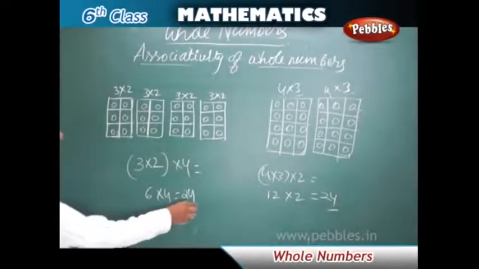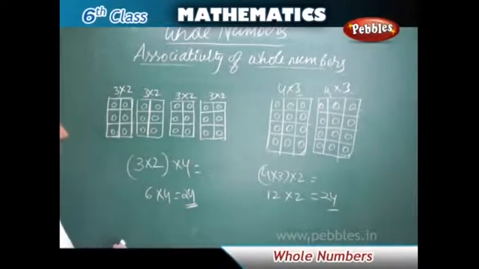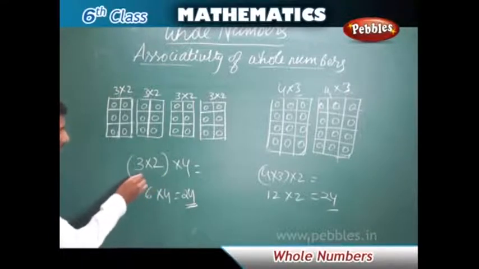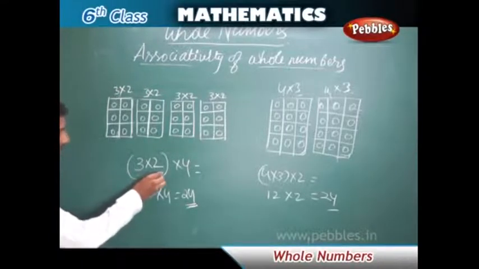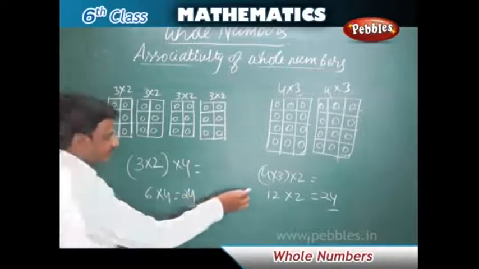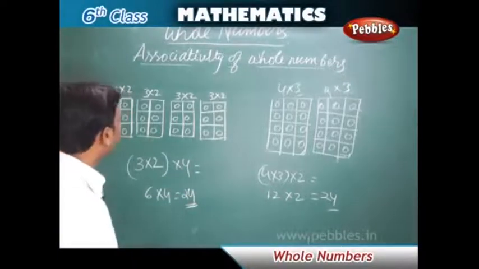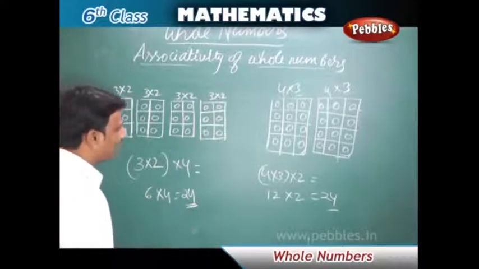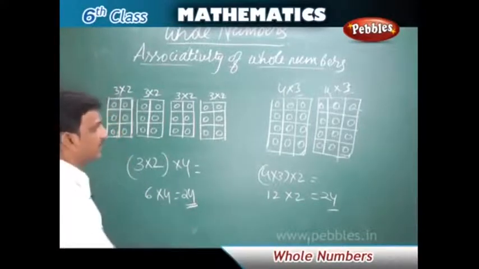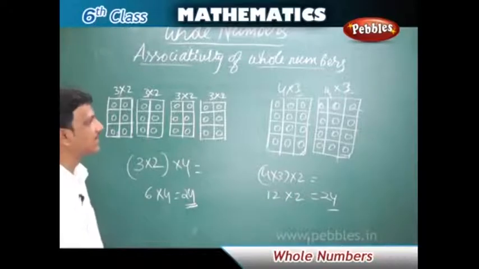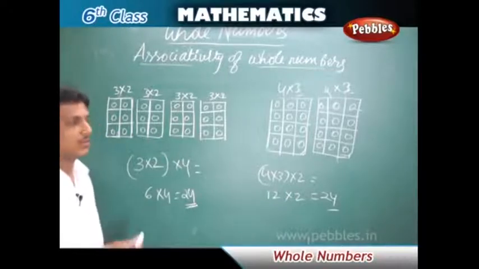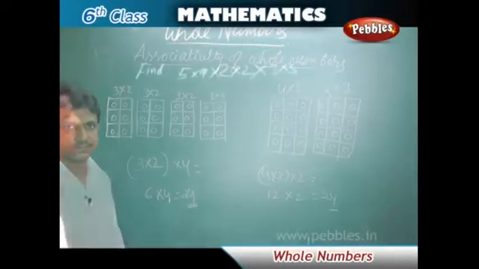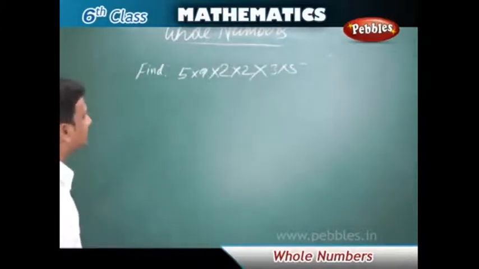So in both cases the answer is the same, the value is the same. But the numbers that we multiply at the beginning are different. So this property is called the associative property of multiplication for whole numbers. So we find that addition and multiplication are associative over whole numbers. Now let us look at this example.